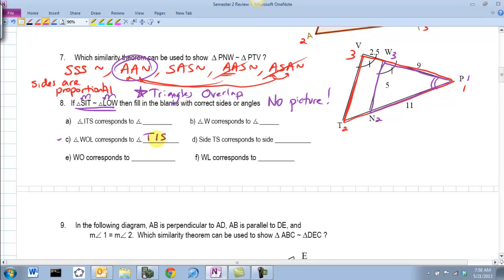And it would have to be in this order this time. It cannot be in any order you want. How about side TS? Side TS, let's get rid of all those things. Side TS is the first and third letter, so it must go with WL. And I will let you do the rest of those.